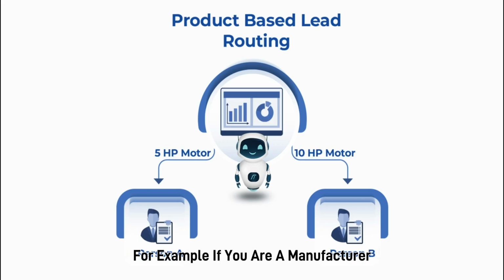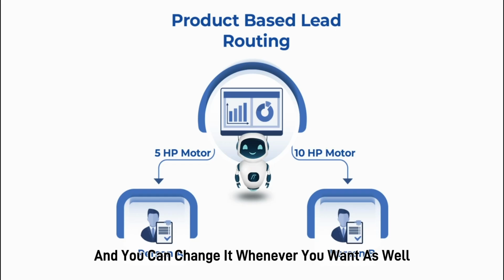For example, if you are a manufacturer selling a 5 HP motor, you can distribute the inquiry, if it is coming for a 5 HP motor, to person A, and if it is for a 10 HP motor, to person B. You can set it up easily and you can change it whenever you want as well.